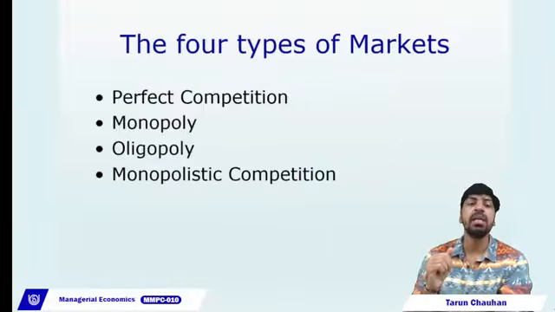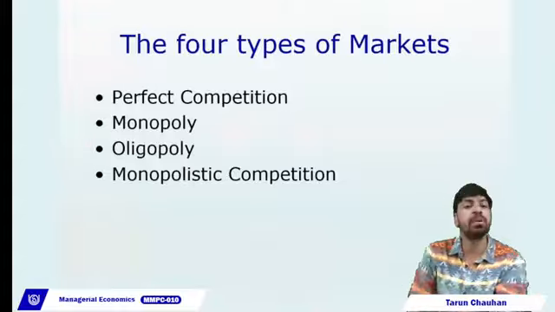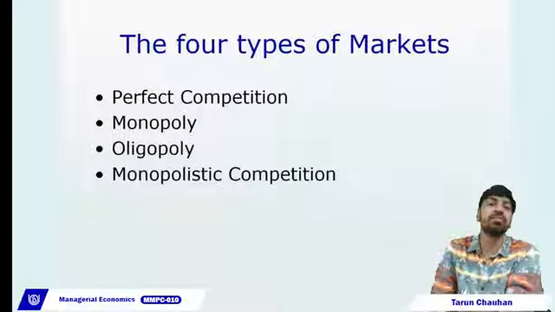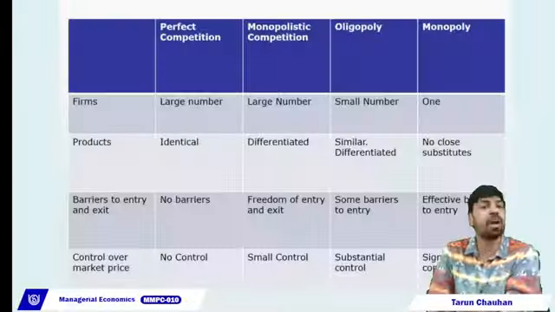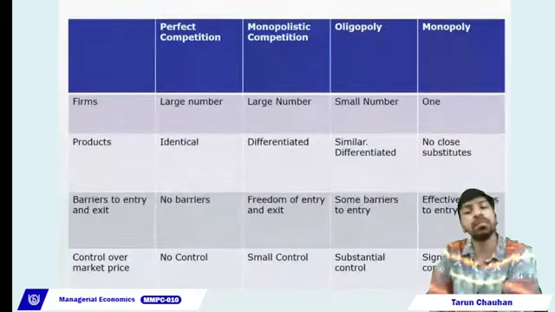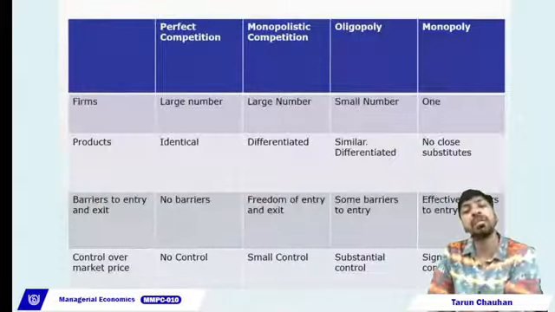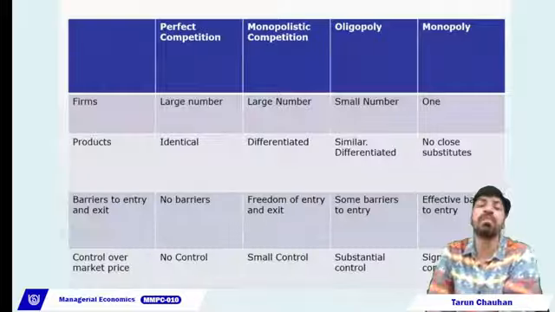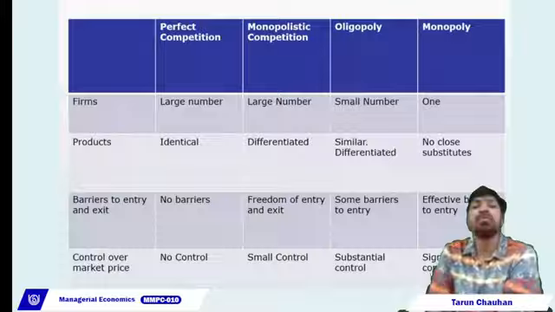There are four types of markets. The first one is perfect competition, monopoly, oligopoly and monopolistic competition. So let's begin with the main difference between these four. When we talk about the firms, perfect competition has a large number of firms, monopolistic competition also follows the same, a large number of firms. In oligopoly, a very small number of firms would exist in such a form. In monopoly, only one firm has whole control of the market.